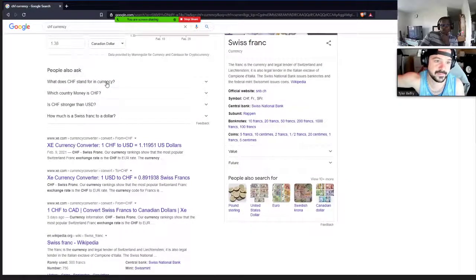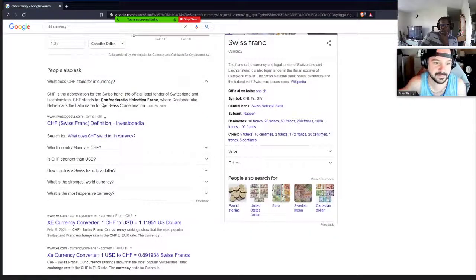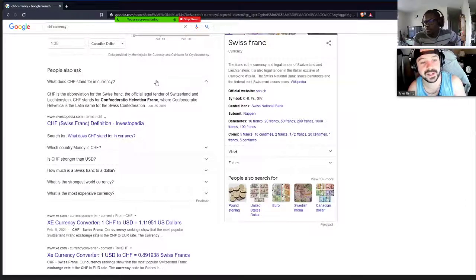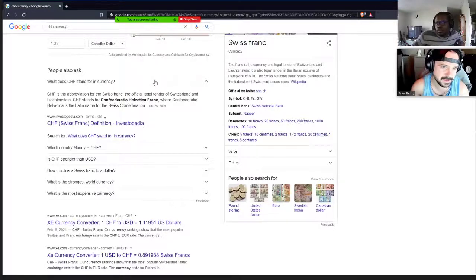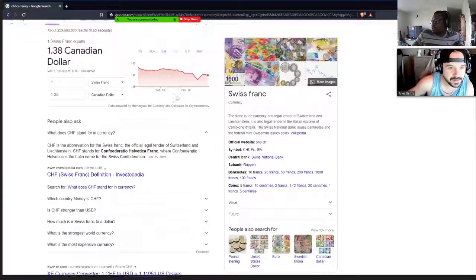It stands for Confederatio Helvetica Franc. Yeah, but it's a French currency? No, it's a Swiss currency. I understand that, but why did it say franc? The Swiss franc. Yeah, the Swiss franc.